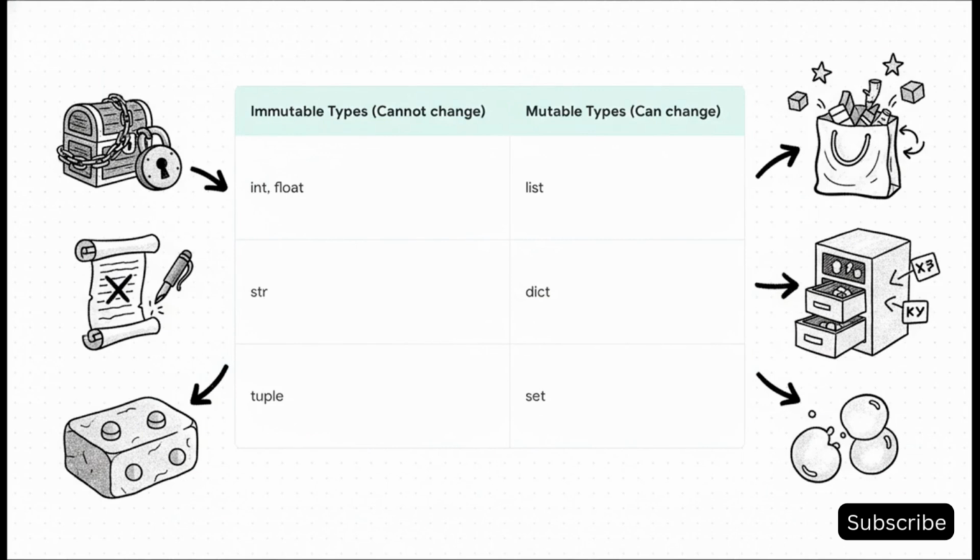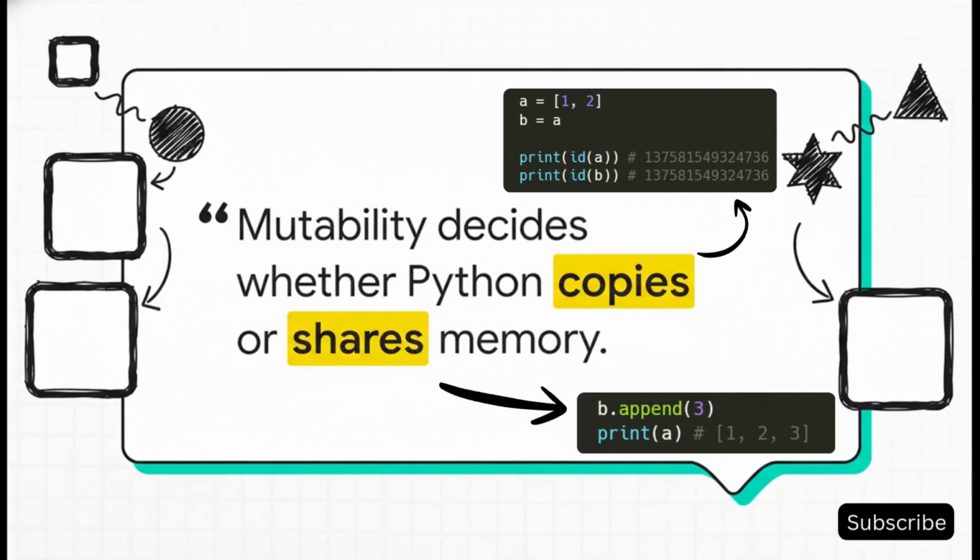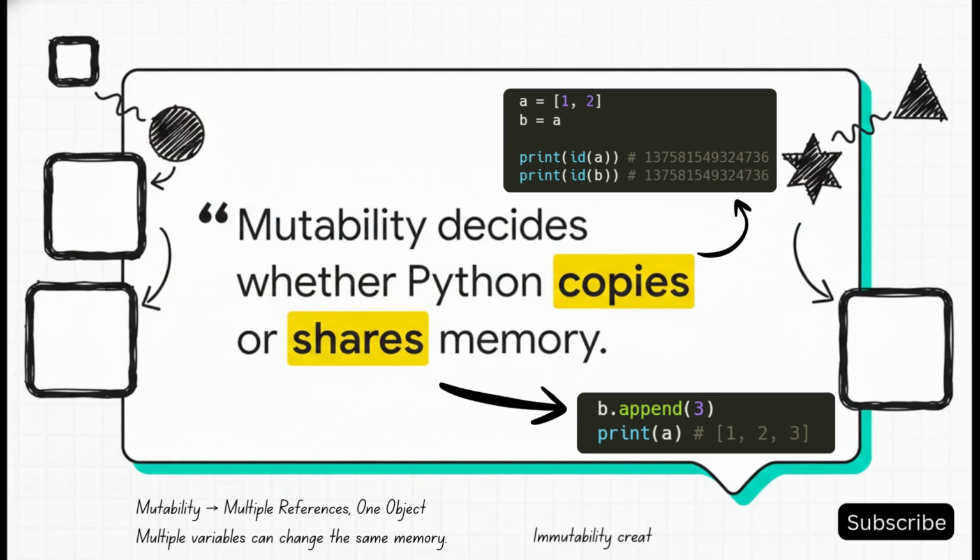And whether you can actually mutate an object all depends on its type. Things like numbers, strings, and tuples are immutable. You can't change them. You can only reassign the variable to a new one. But lists, dictionaries, and sets? Oh yeah, they're mutable. You can change them directly. And this right here leads to the most critical distinction of all. With mutable objects, you can have multiple variables pointing to and changing the exact same piece of memory. But with immutable objects, any change actually forces Python to create a brand new object. Understanding this will save you so many headaches.